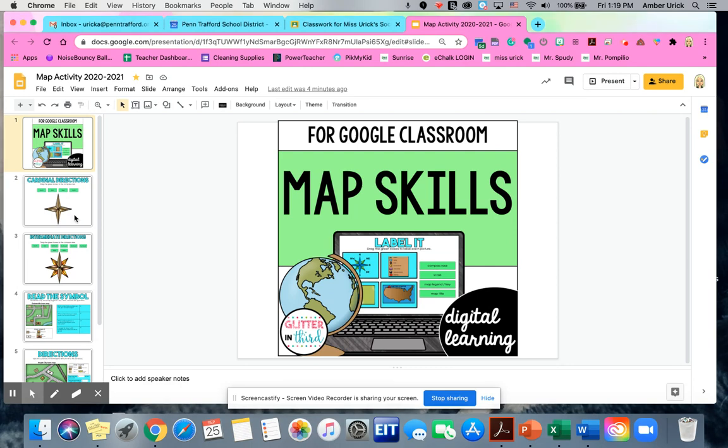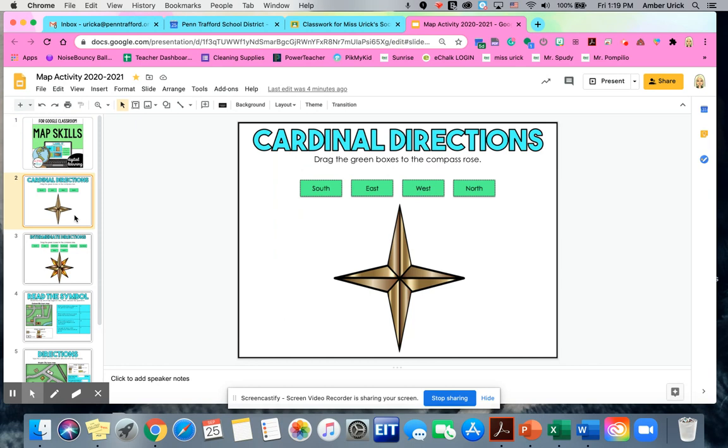So the first slide here says cardinal direction. So you just want to, just as it says, drag the green boxes to the compass rose. I always say it looks like a little plus sign. You're going to click on the box, and then you just have to go along the outside on that blue box until it looks like the plus sign.